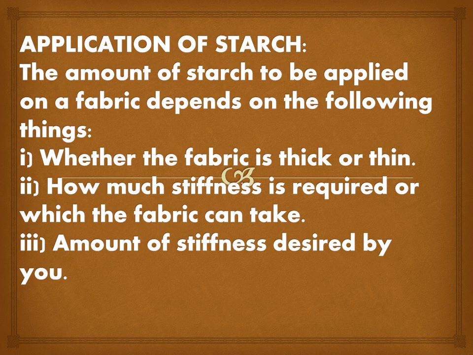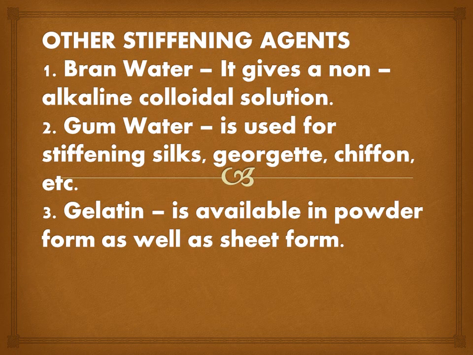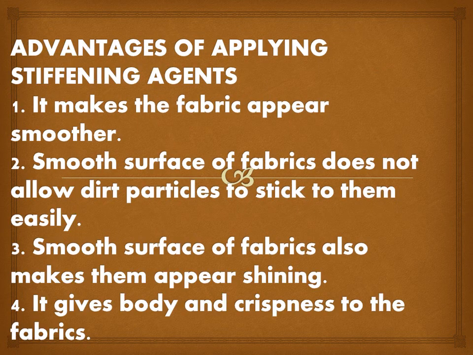Application of starch. The amount of starch to be applied on a fabric depends upon the following things: whether the fabric is thick or thin, how much stiffness is required or which the fabric can take, and the amount of stiffness that is desired by you. The other stiffening agents are bran water, gum water, gelatin. Bran water gives a non-alkaline colloidal solution. Gum water is used for stiffening silks, georgettes, chiffons, etc. Gelatin is available in powder form as well as sheet form.